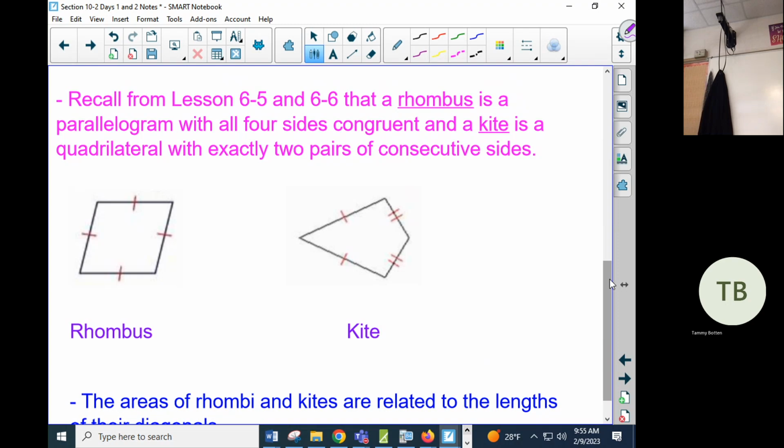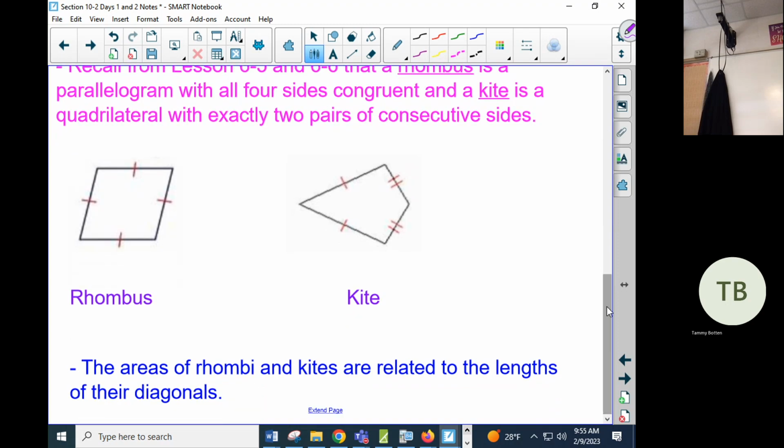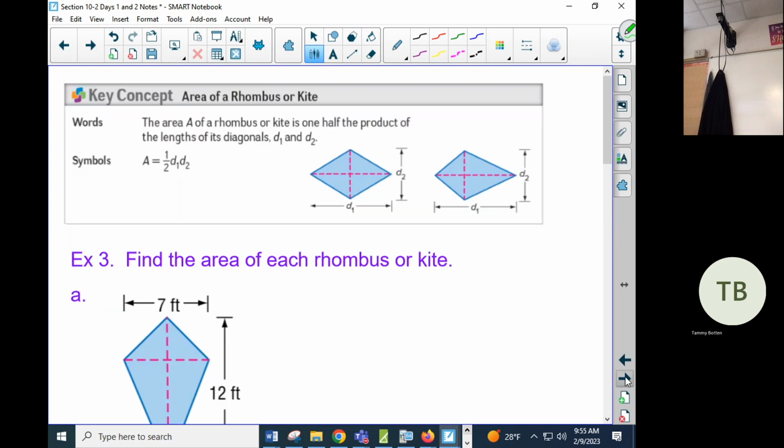So there's always 2 consecutive sides that are congruent in a kite on each side. Okay. The big thing about rhombi and kites is that you have to know their diagonals. So when we're doing area of either a kite or a rhombus, you have to know the lengths of their diagonals. Okay. So if we go to the next page, this gives us the formula.